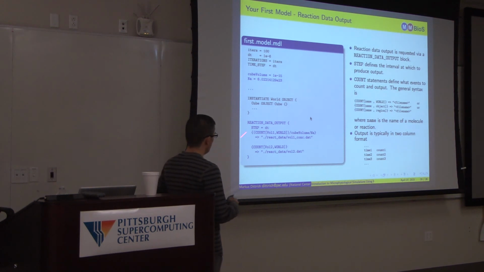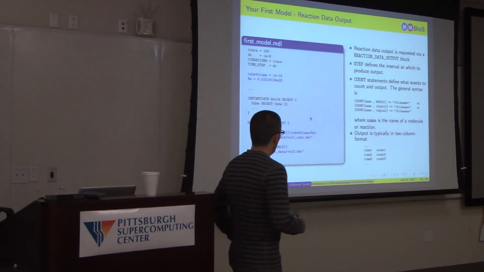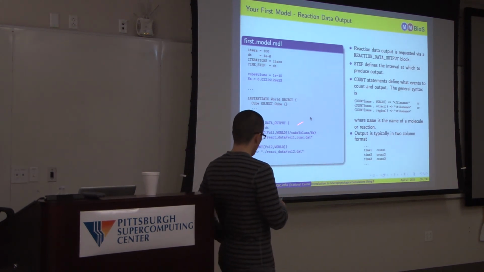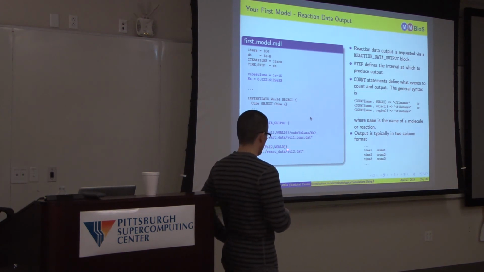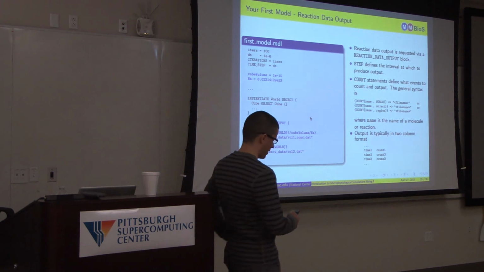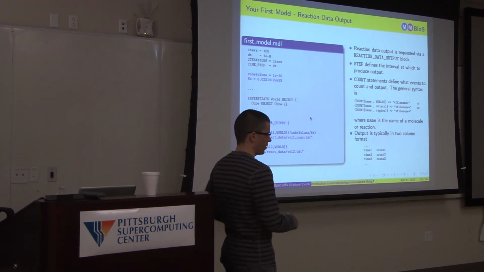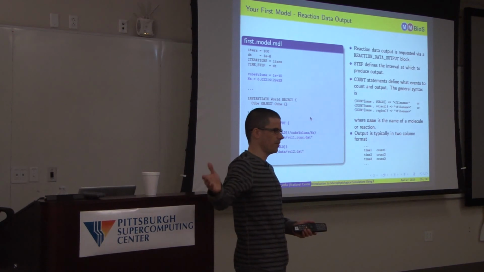There are 2 types of output that you can generate. Reaction data output is basically you can keep track of the numbers of molecules anywhere in your system. And we do this using these count statements. A count statement counts a certain molecule, in this case volume molecule 2, in a certain area of your simulation. World is a keyword meaning anywhere. So this basically counts volume 2 molecules anywhere in your simulation as a function of time.